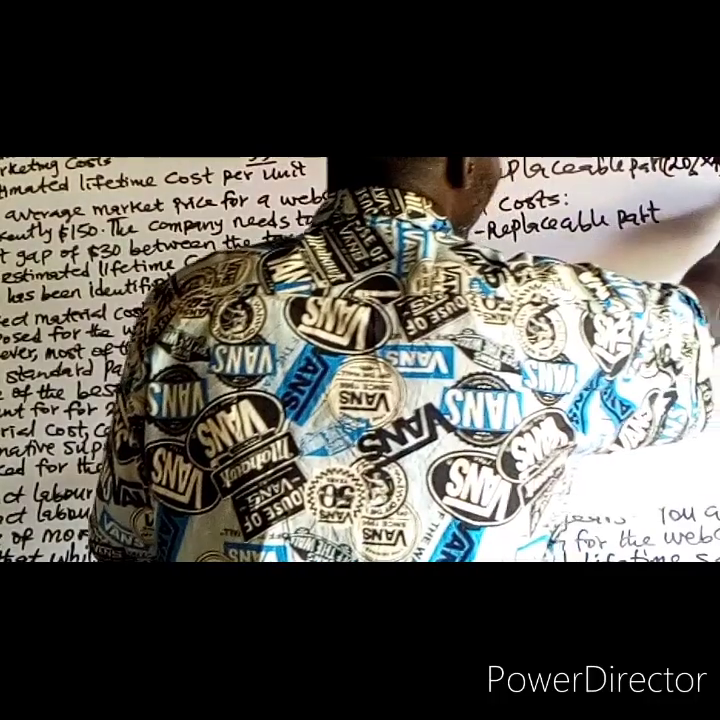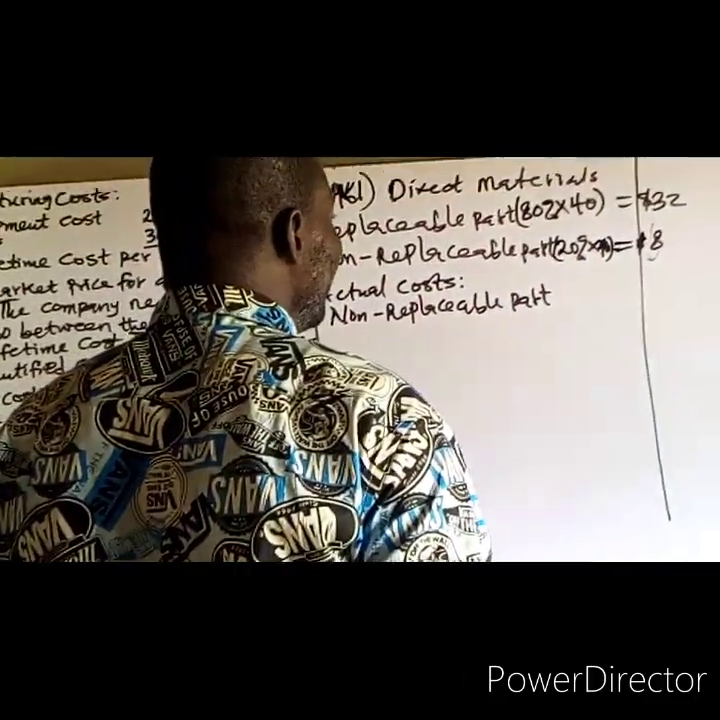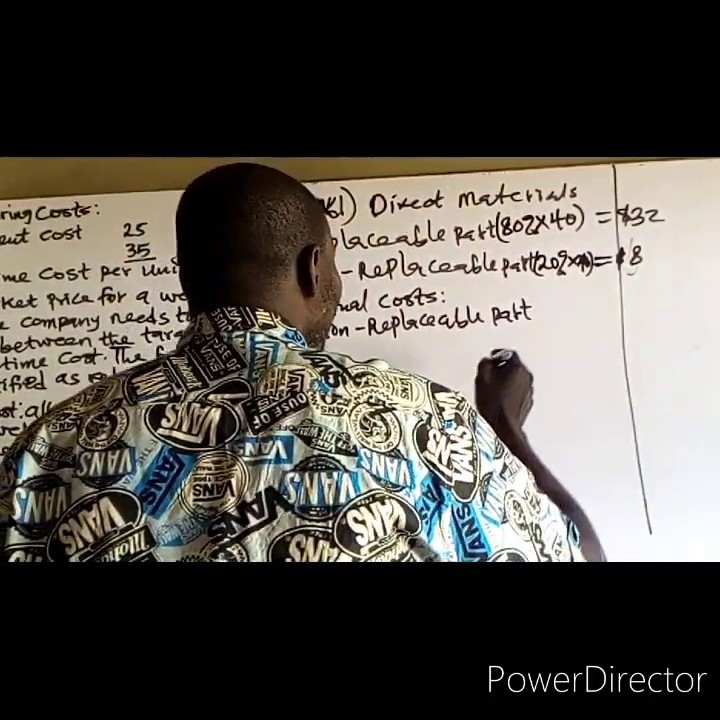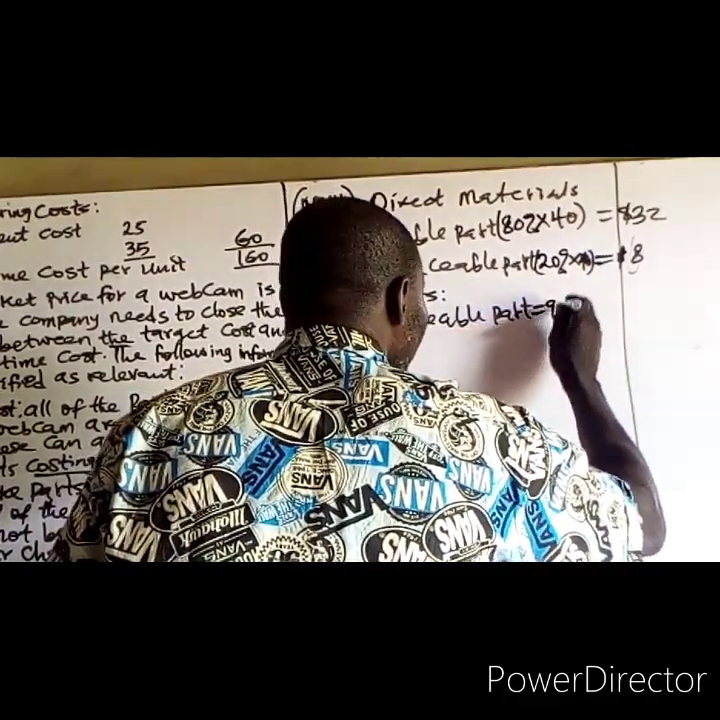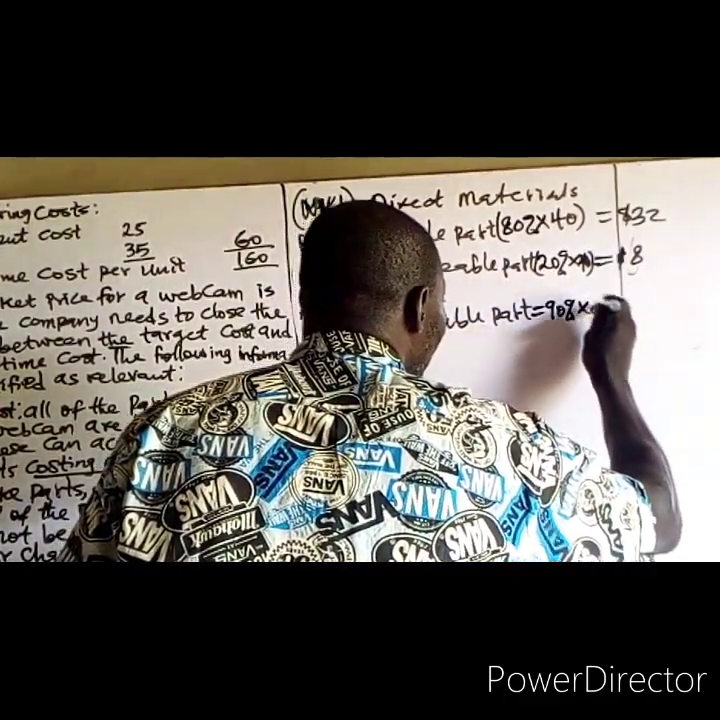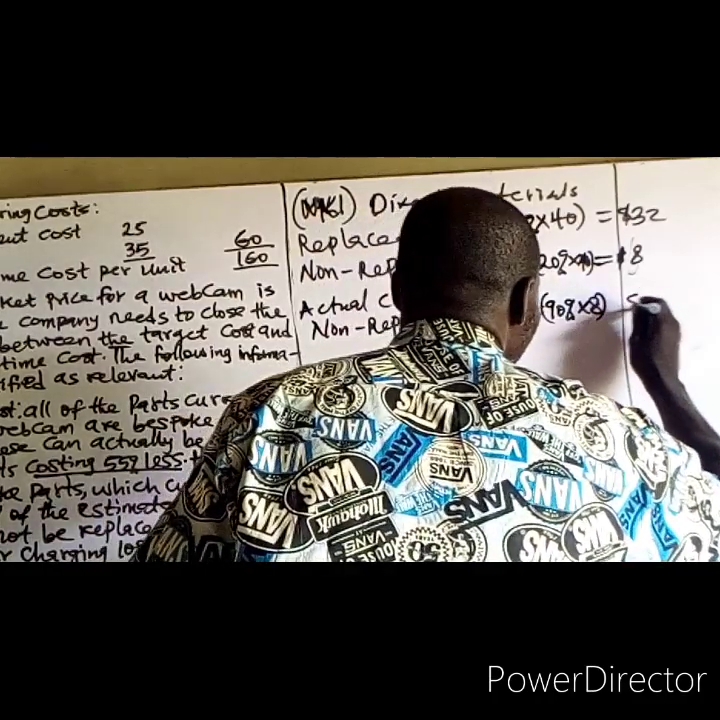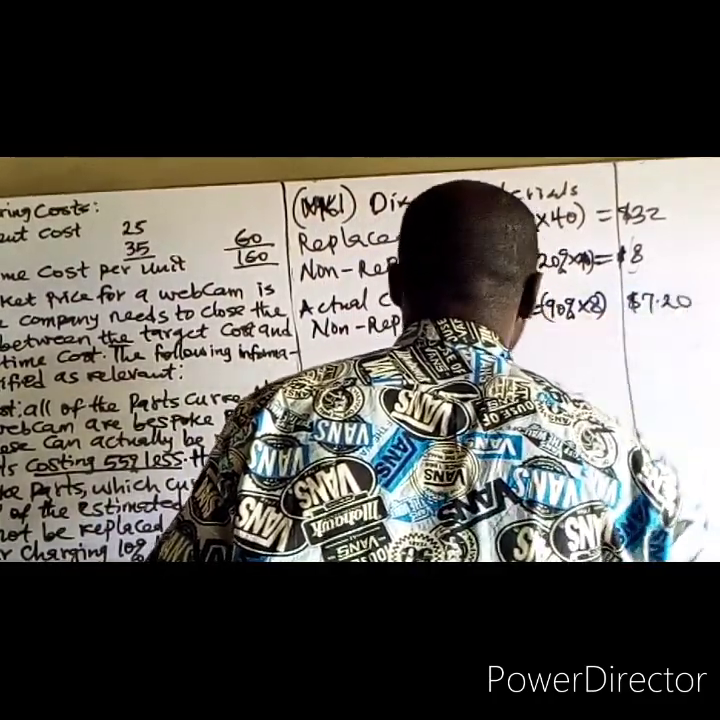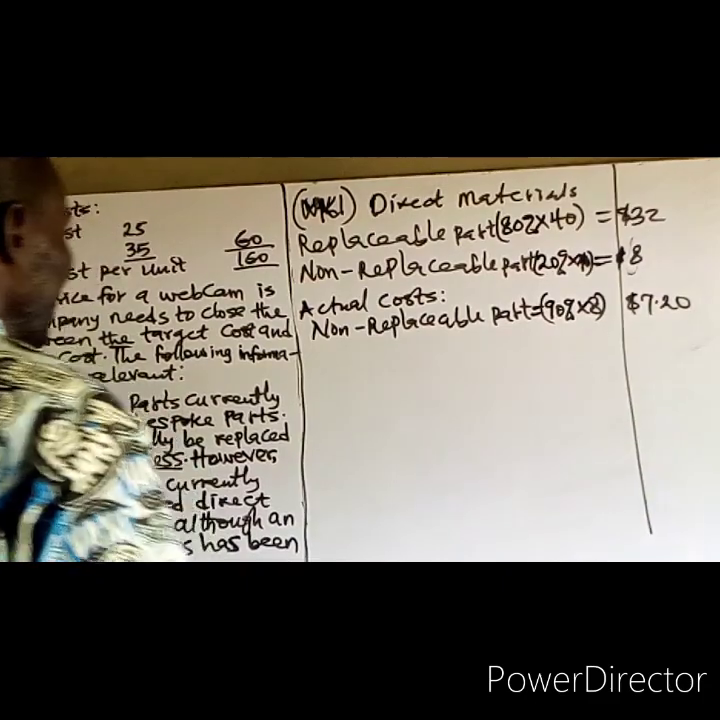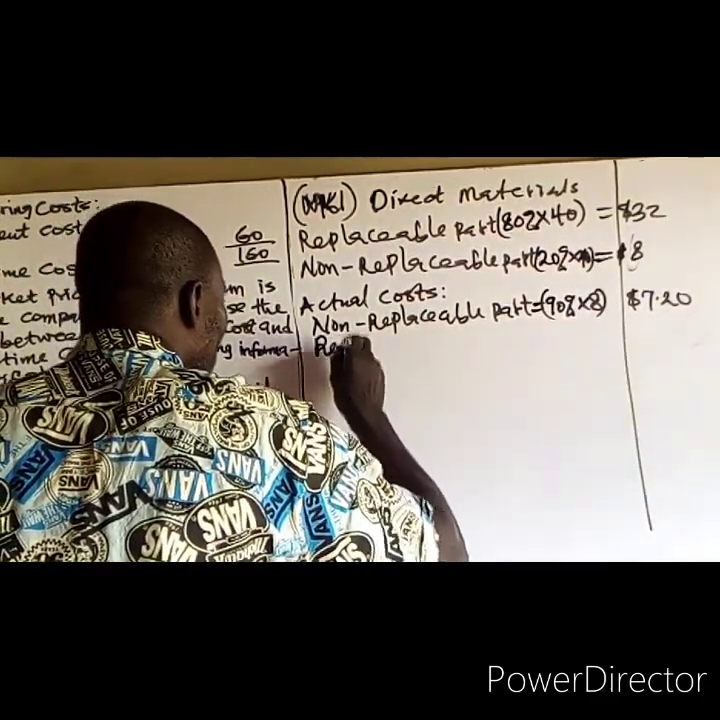That is, the non-replaceable part costs $8, and if that one is charging 10% less, that means it will charge 90% of the estimated cost. 90% of $8 will give us $7.20.